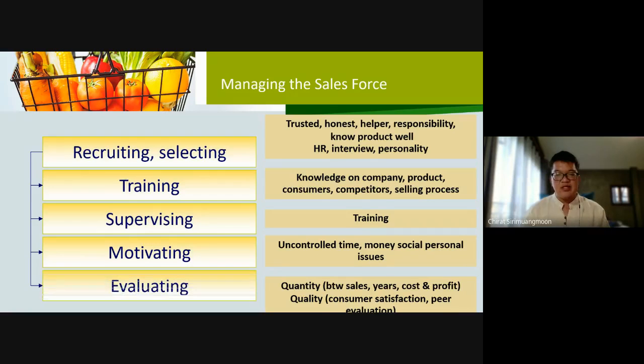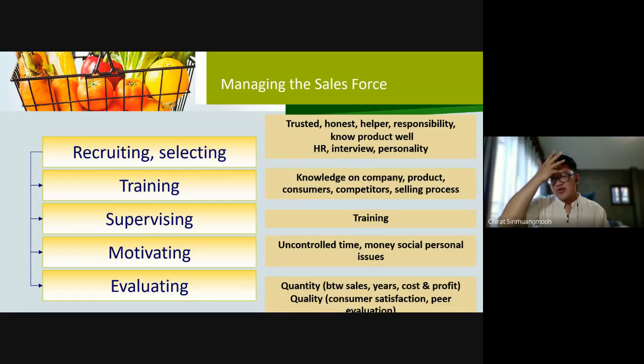Last one is evaluating. So you should be concerned about both quantity and quality. Quantity in terms of the sales, like what you did and what the other people did in comparison. Did you do better or worse than the other people? Or for this year and last year, how are the sales that you have?